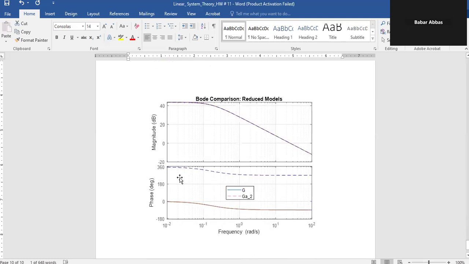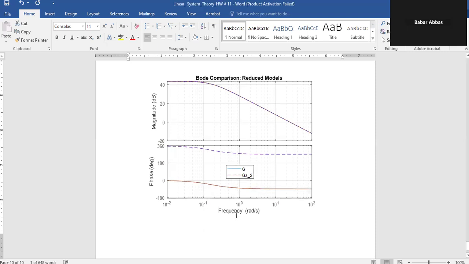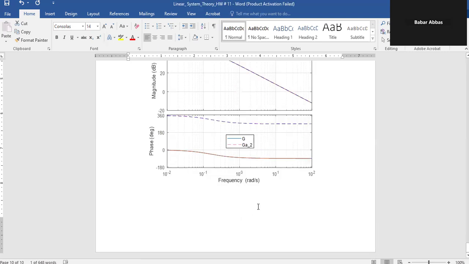However, the phase of the two systems is not the same. This is G: the blue response shows the original transfer function, and the dotted red response shows the reduced model. So thank you.